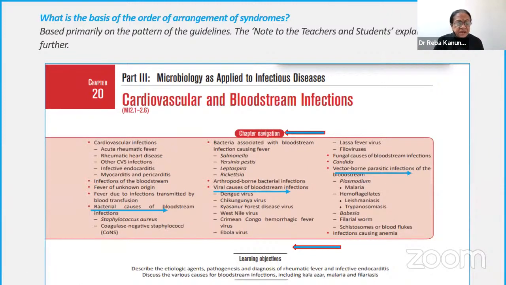So the bloodstream infection is followed by Staphylococcus, coagulase positive and negative. Then the gram negatives, we discuss Salmonella, Yersinia, Leptospira in this chapter itself. Then in virology, we go on to dengue, chikungunya, etc. In parasitology, we go on to malaria, leishmaniasis. And in fungal infections, we go on to Candida, because that's the common fungus which causes bloodstream infection. So that is how the organisms also have been aligned with this particular chapter.